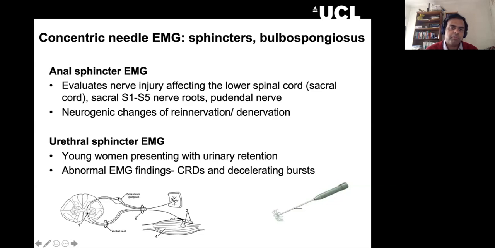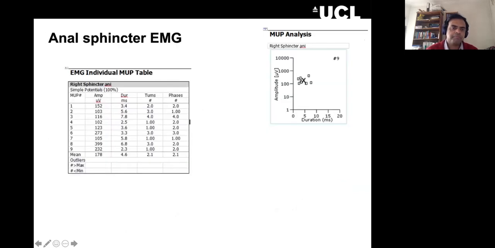And what we look for would be evidence of re-innervation. So you look at the duration of the motor unit potentials and the amplitude. From the urethral sphincter EMG, one could do the exact same. However, we don't have standard values of duration or amplitudes, and hence we prefer the anal sphincter over the urethral sphincter for that reason. However, in some young women in retention, there are abnormal EMG findings that I'll come to.